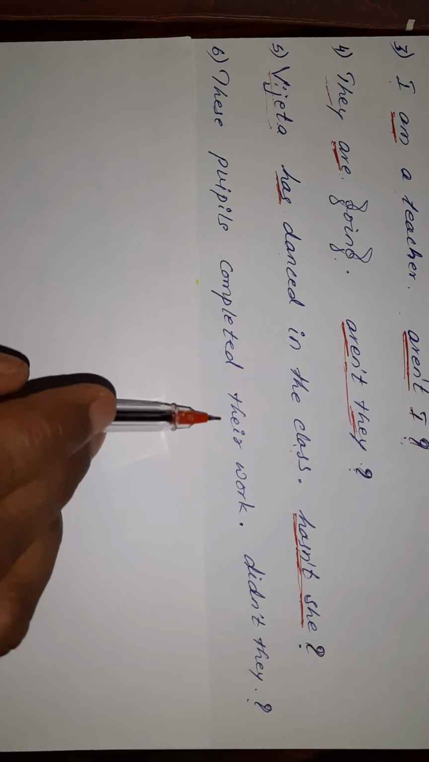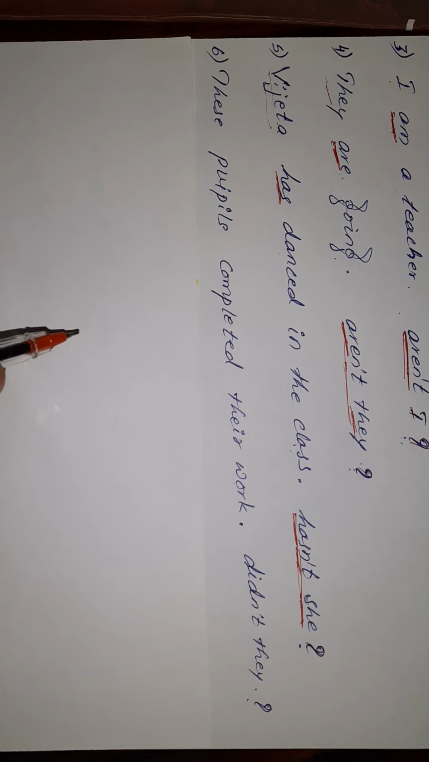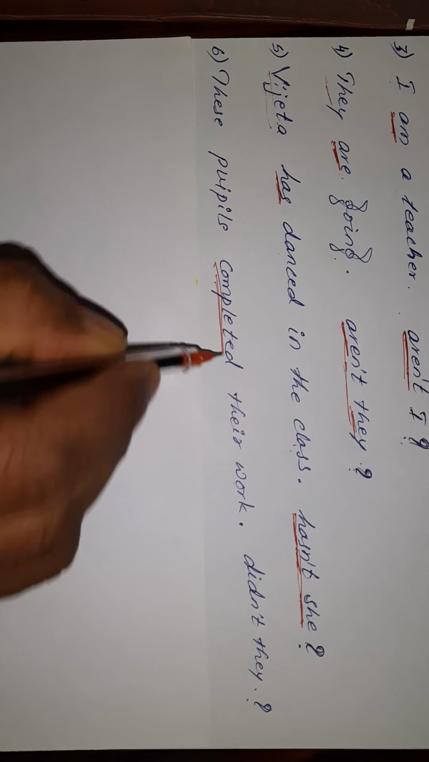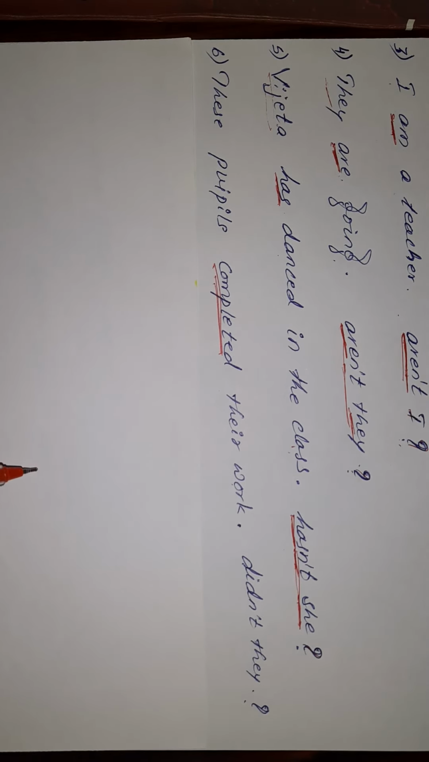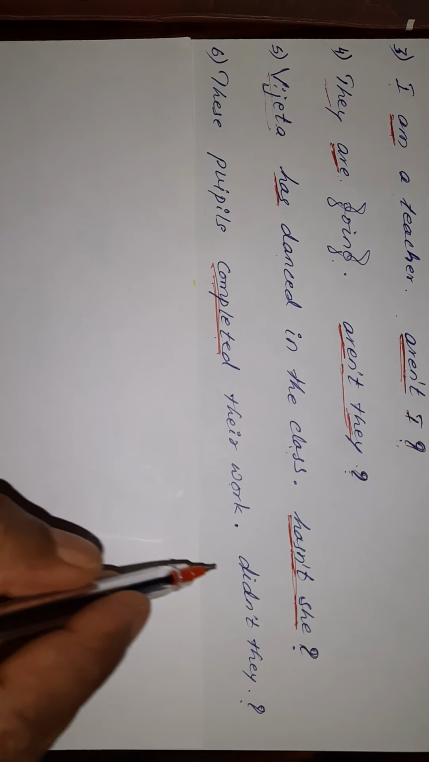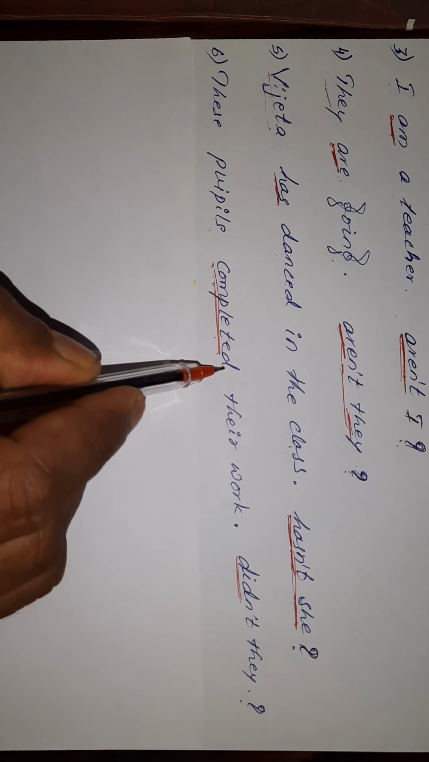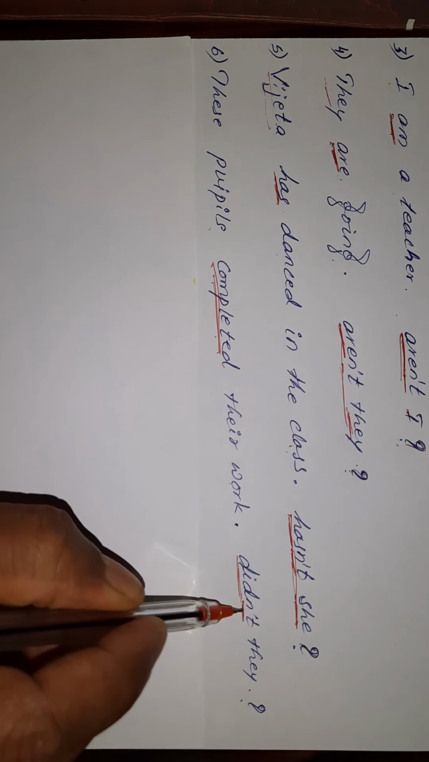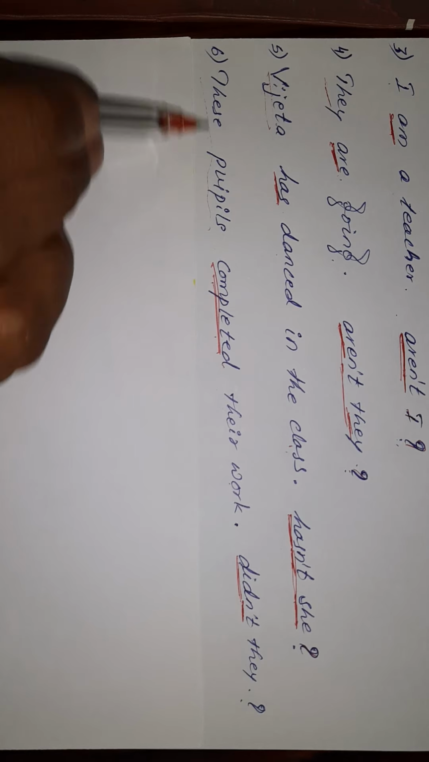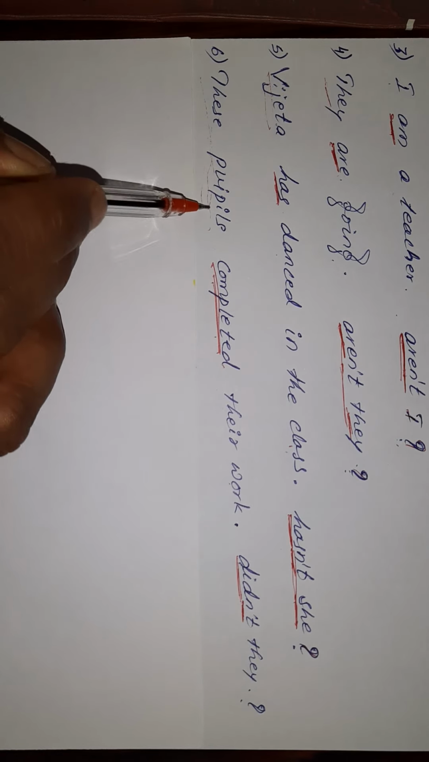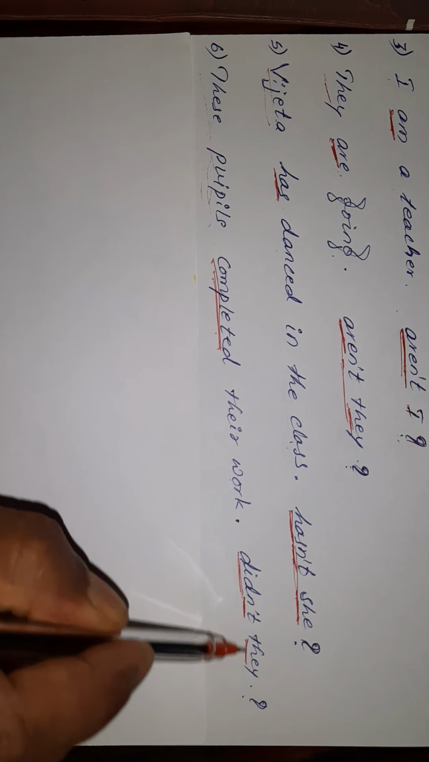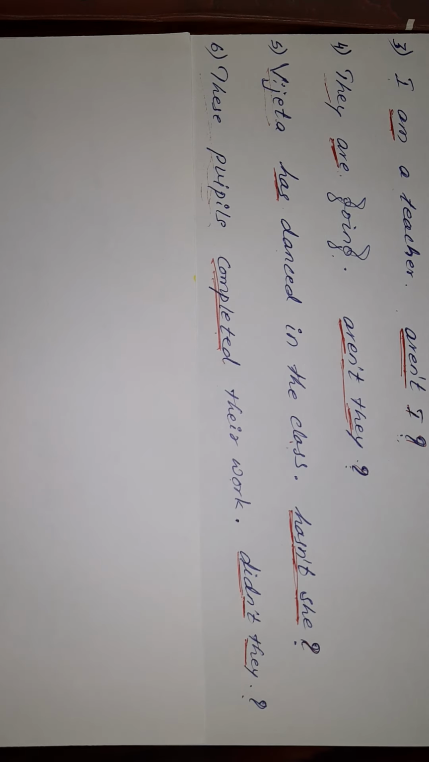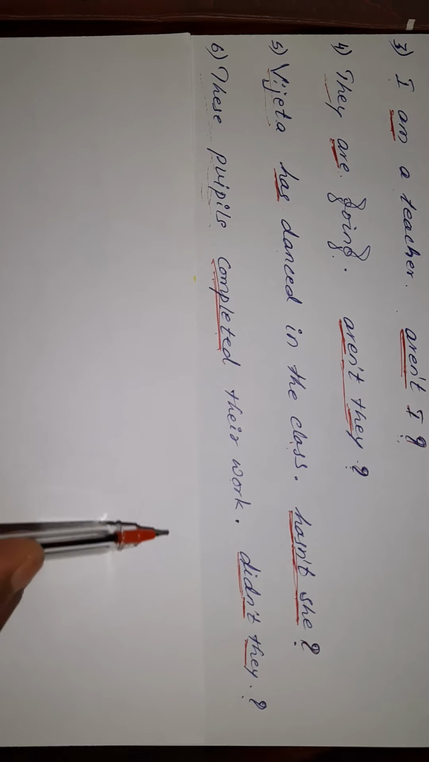Let's see one more example. These pupils completed their work. So here completed is in past tense. So the past tense of the auxiliary is did. So it is in positive sense, so we use not, n't, and the subject of the statement, these pupils, is in plural. So we use the pronoun they, and finally we use a question mark. The tag of this statement becomes didn't they.